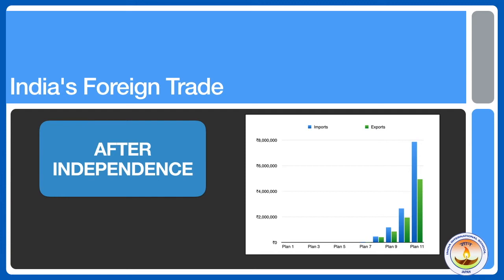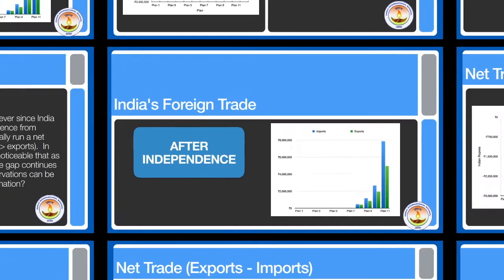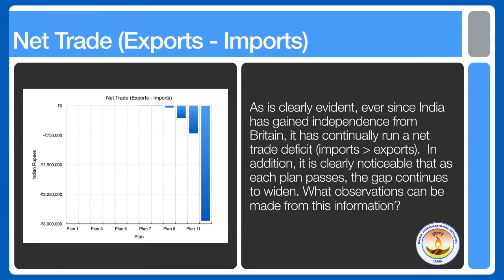The blue lines here represent imports, the green lines represent exports, and the gap here represents the trade deficits. Just to be clear about the gap here, I created another graph for you so you could understand what's going on. Beginning with Plan 9 until Plan 11, and probably continuing till today, the trade deficit has continually increased. I want you to think about what that might mean. We know that the trade surplus prior to independence meant that India was being exploited for its resources. But now you should carefully consider what the meaning of this trade deficit might be.